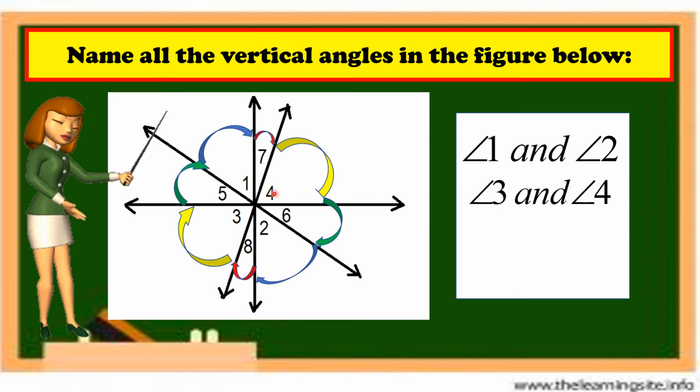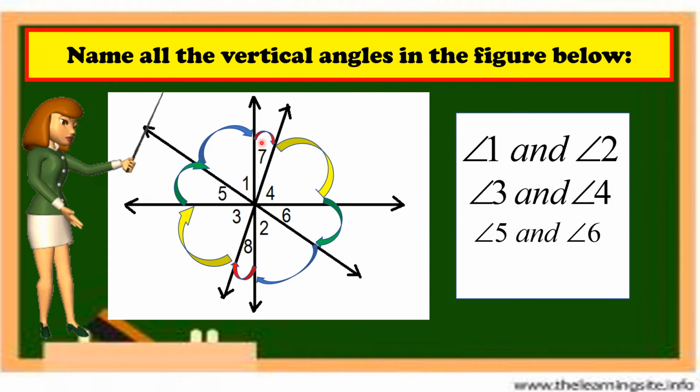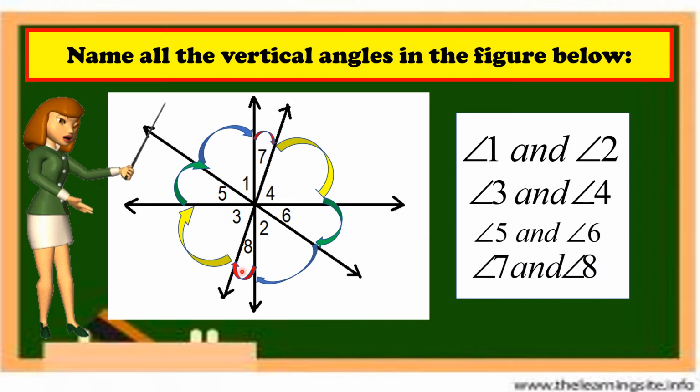Then, we have angle 5 and angle 6. Angle 5 and angle 6 are vertical angles. We have the next. We have angle 7 and angle 8. Angle 7 and angle 8 are vertical angles.